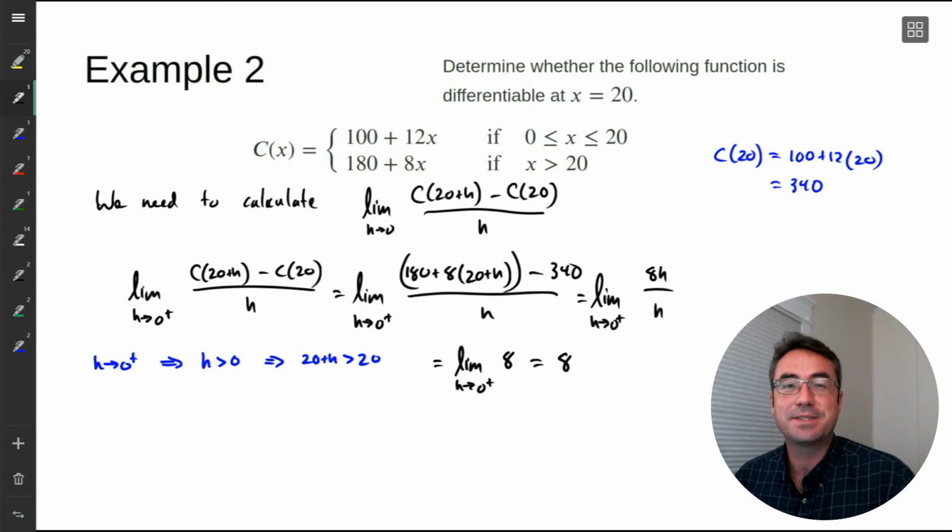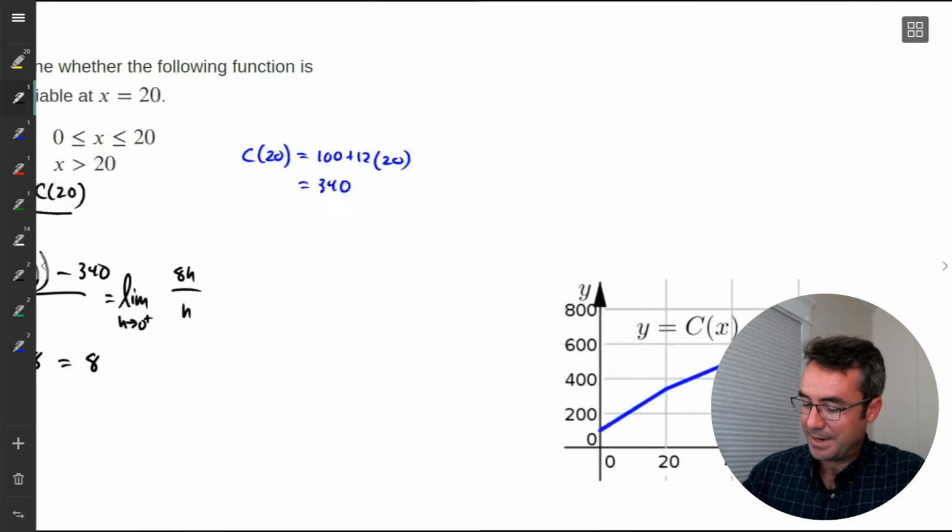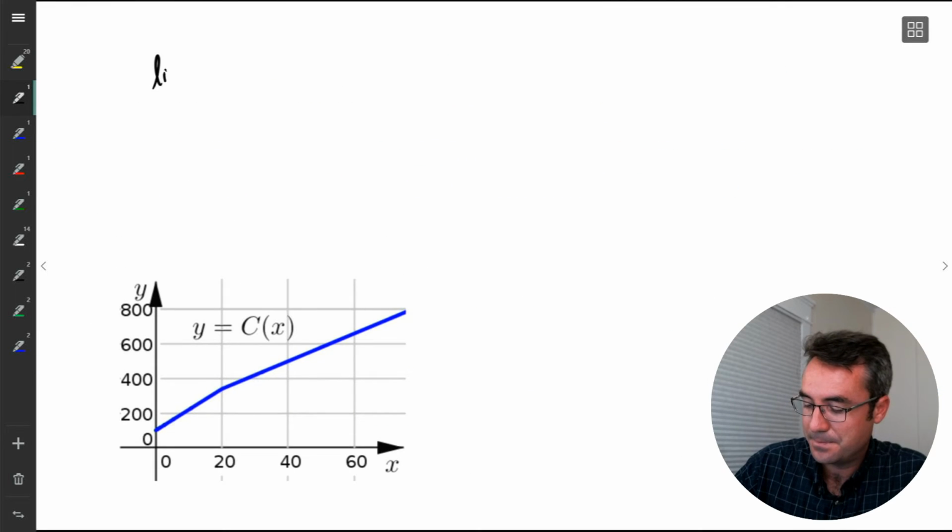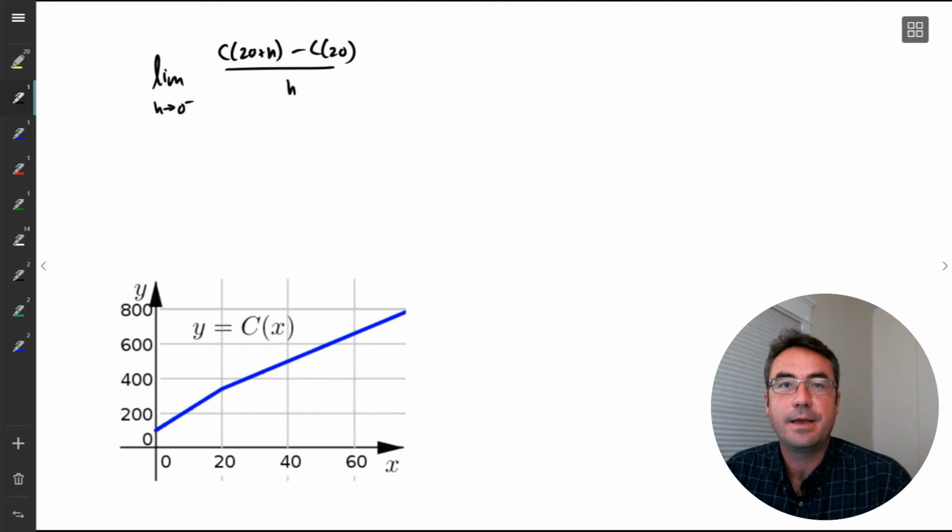Now we need to check, well, what's the left side limit? What's the limit as h goes to 0 from the left? And let's do that calculation. So now it's the same limit. The limit as h approaches 0 of c of 20 plus h minus c of 20 all over h. But now we're using h values that are slightly smaller than 0.